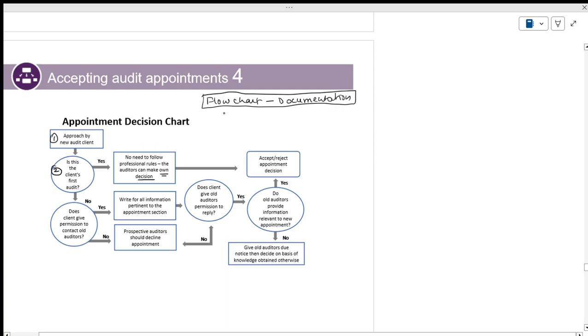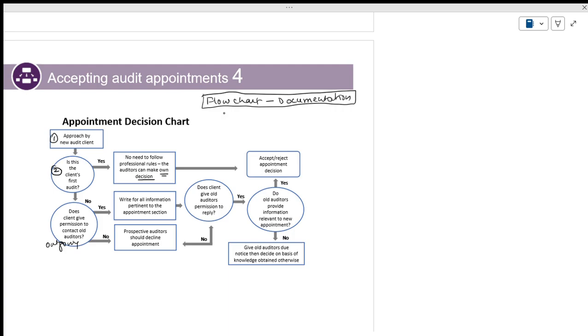Is this the audit's first? No. Does the client give permission to contact all auditors? This is what I am telling you for the last 2 or 3 slides. You have to contact all outgoing auditors. If it is yes, write all the information pertaining to appointment decisions. You have to take the permission of the client and you have to communicate with the outgoing auditor.